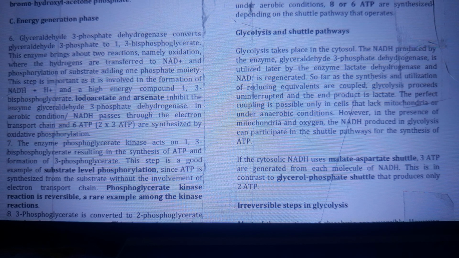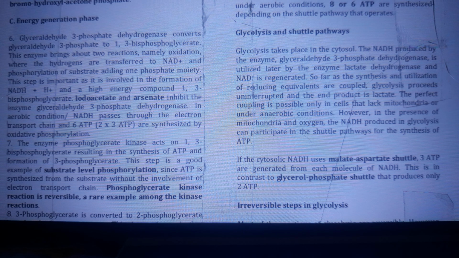The NADH produced by the enzyme glyceraldehyde 3-phosphate dehydrogenase is utilized later by the enzyme lactate dehydrogenase, and NAD+ is regenerated so far as the synthesis and utilization of reducing equivalents are coupled. Glycolysis proceeds uninterrupted and the end product is lactate. The perfect coupling is possible only in cells that lack mitochondria or under anaerobic conditions.